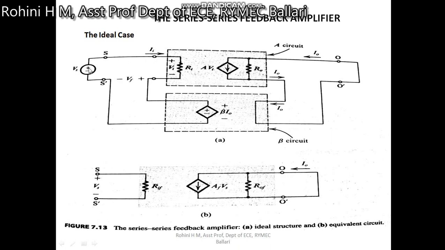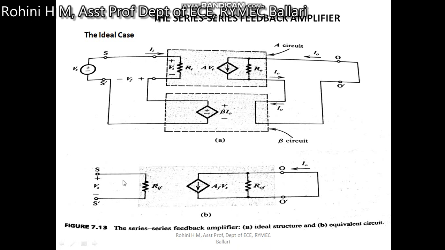So rest all is same. Here we are giving the source, that is Vs, and the effective input voltage is Vi. This is the feedback that is applied, Vf. Here we are getting the output current, that is I0. The input current is also given here, that is Ii. Whereas the small signal equivalent circuit is shown below.